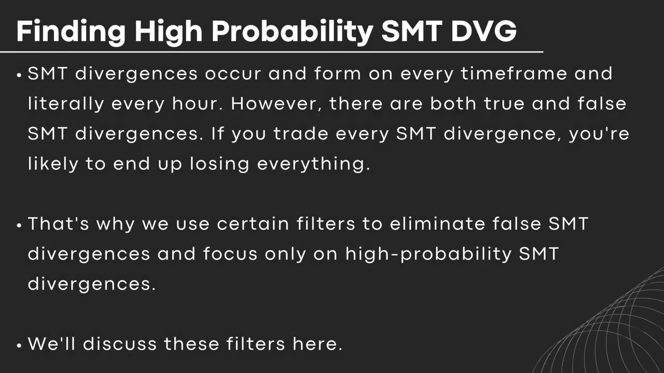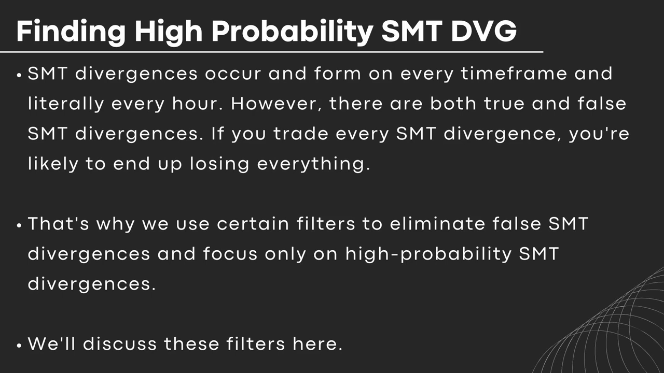Now, moving on to the next slide, here we're going to discuss how we can accurately identify and find high probability SMT divergences and avoid the lower probability ones, right? Now, the reason this topic is so important is because we've got two types of SMT. We've got true SMT that occurs at specific times and places, and then we've got false SMT divergences that form at random places, which serve the purpose of confusing and manipulating traders, right?